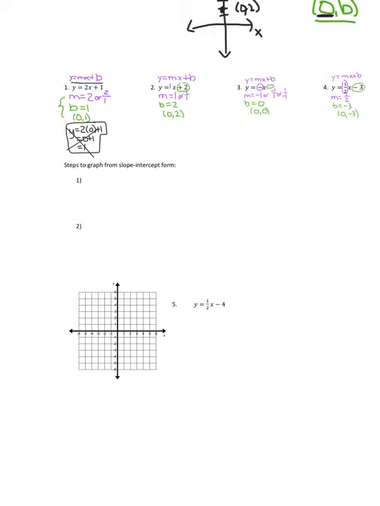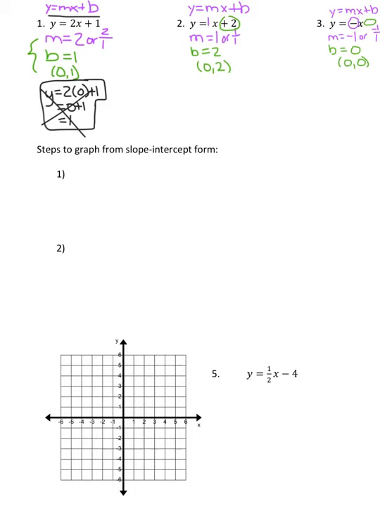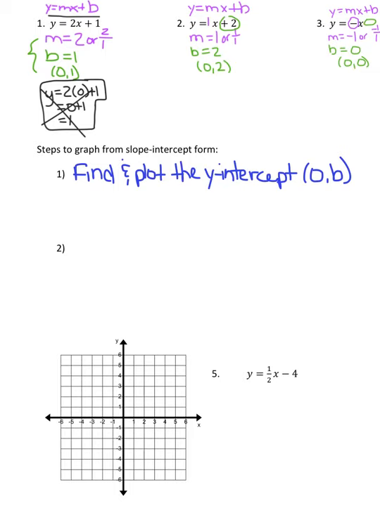Step 1, and you can do them in this order. So step 1, I'm going to make this a little bit bigger so I can write on here. We're going to find and plot the y-intercept. So we start by finding and plotting the y-intercept, 0, comma, b. Right, 0, comma, b.